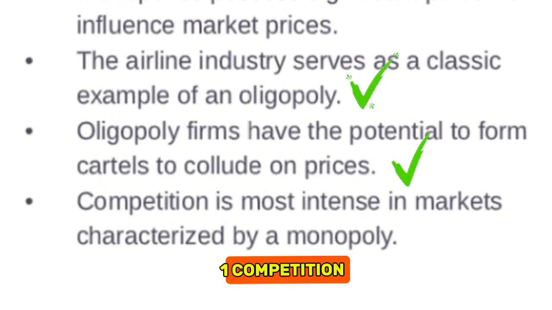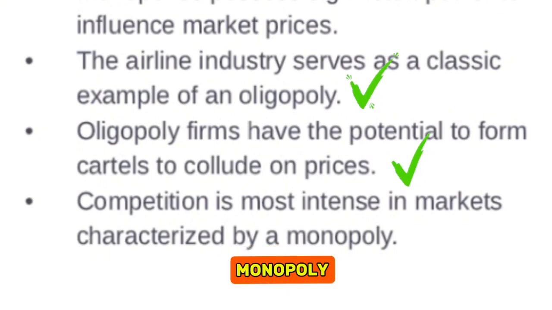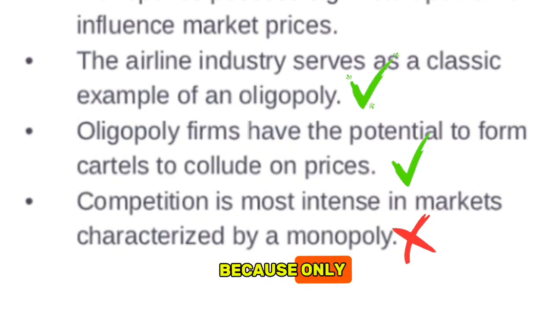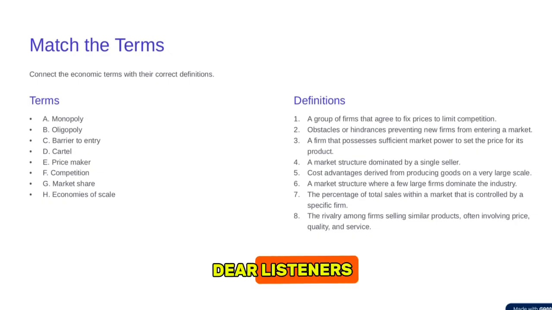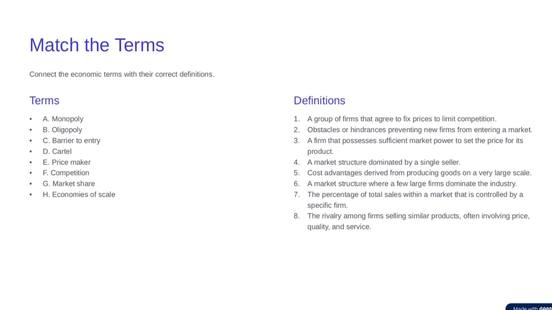Eighth one: competition is most intense in markets characterized by a monopoly. And that's false. Competition is weakest in a monopoly because only one seller exists. Now, my dear listeners, let's continue with the matching exercise. We will match the terms with their correct definitions and explain each one clearly.